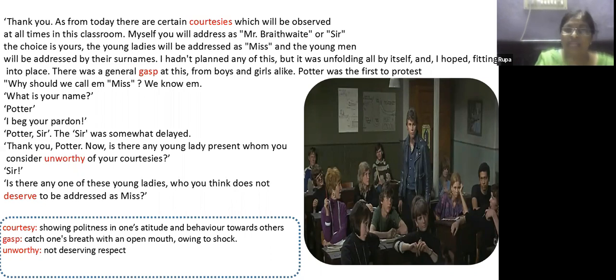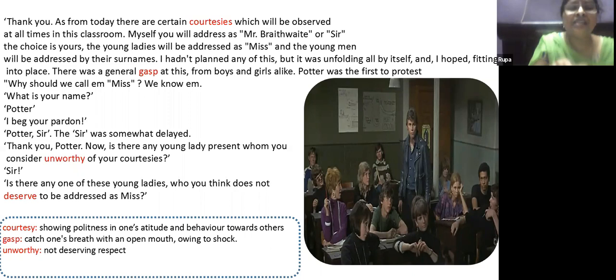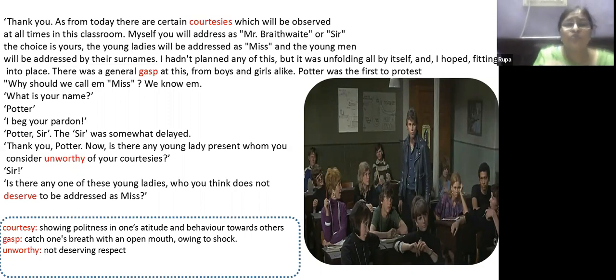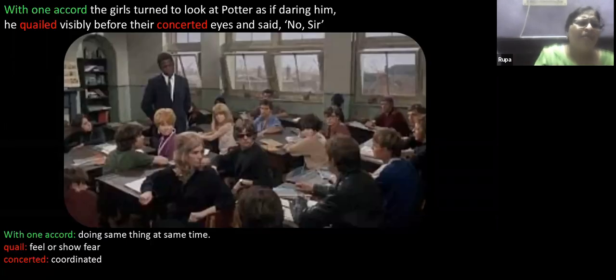So again he is reiterating, means again he is repeating his question by saying, what do you think, is there any young lady whom you think should not be given respect and should not be addressed as miss? Now let's see what is going to happen. "With one accord, the girls turned to look at Potter as if daring him." So, now what is the reaction of all the girls you see?